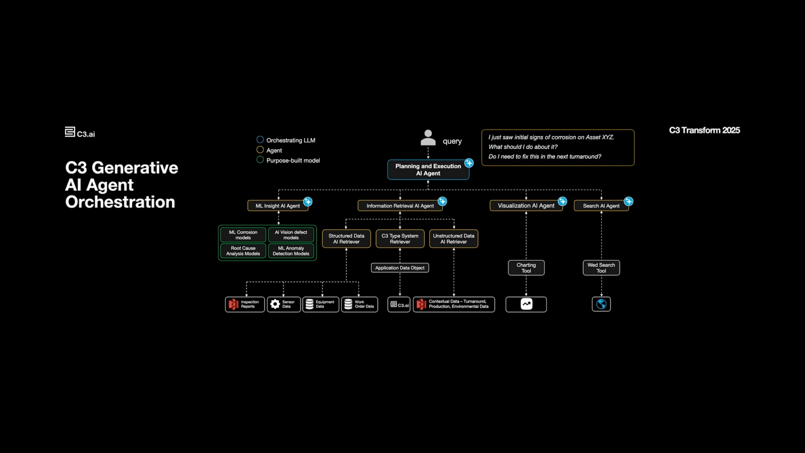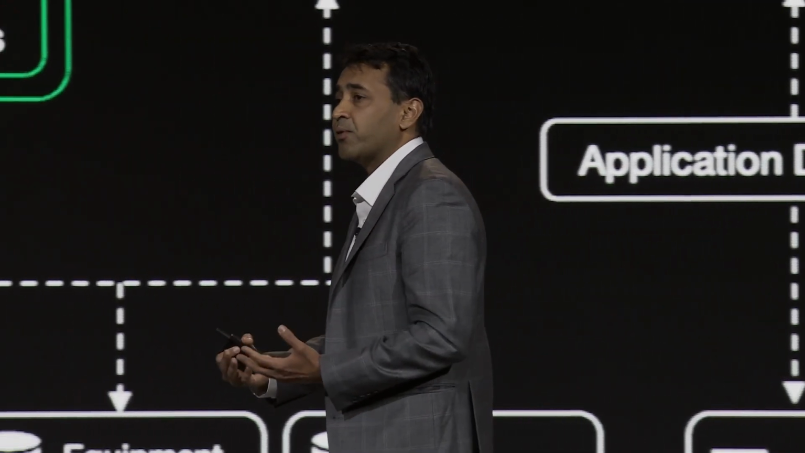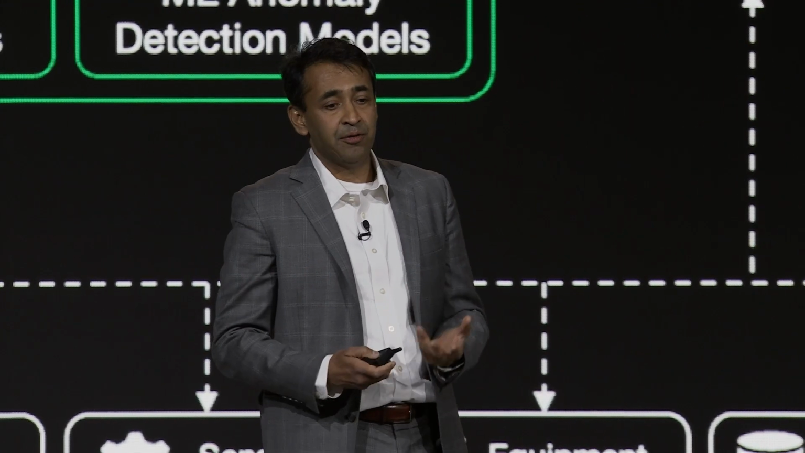Or it may say, hey, look, I got some data back. I might now need to run a smaller AI/ML model. So it then goes to an ML insight agent that can run a corrosion model, get the answer back from that, and then say, I need to visualize it for a human. So this back and forth, this agentic orchestration that we've all been talking about, this is central to unlocking business value from agents today.